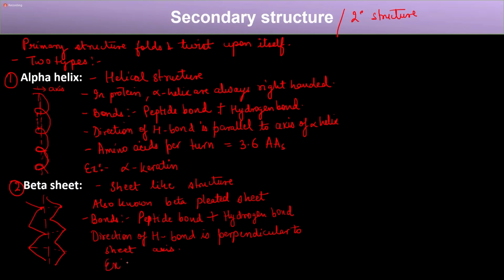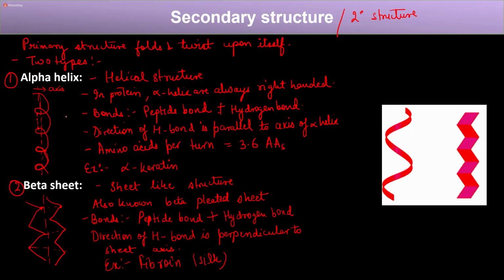And then the example is fibroin. It is a protein present in silk, and it is in the beta sheet conformation. So based on the secondary structures, there are two types, alpha helix and beta sheet. You can also see the same thing via this diagram. The first diagram here is the alpha helix, and the second diagram is beta sheet.